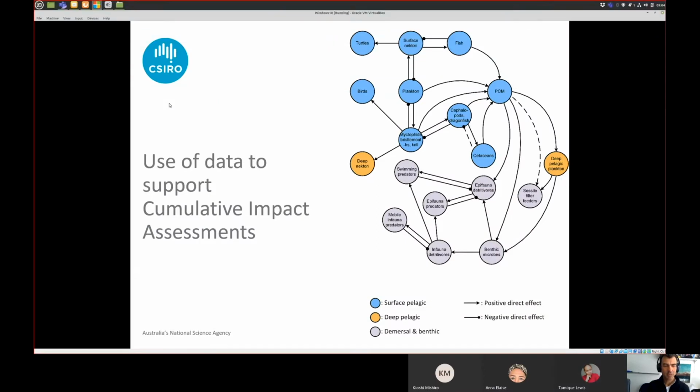Hello everyone. I would just like to give a presentation on the use of the data that you have been hearing about to support cumulative impact assessments. And this is really a summary of the work that we've been doing with the International Seabed Authority on the development of the Regional Environmental Management Plan for the North Atlantic Ridge.